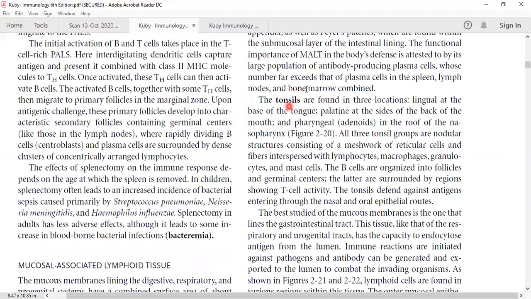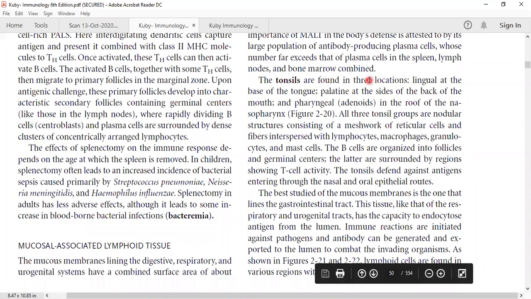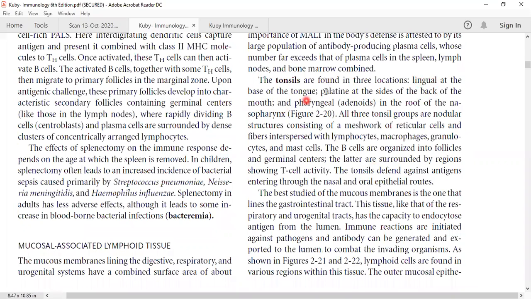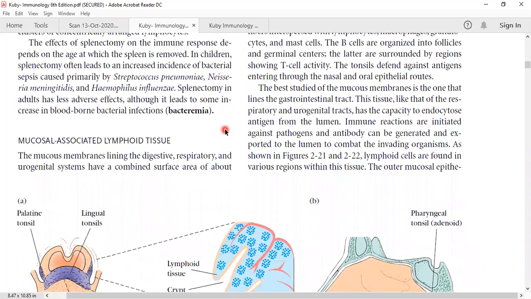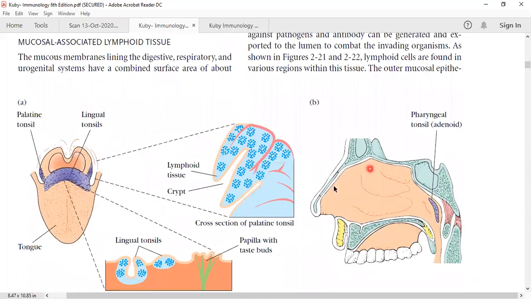Now the tonsils are the first kind of organized structure which come under the MALT category. So there are three types. They are present in three locations. Lingual, okay, which are present at the base of the tongue. Palatine, which are present at the back side of the mouth, and pharyngeal, which is actually called adenoids, in the roof of the nasopharynx. Okay, just behind our nose.